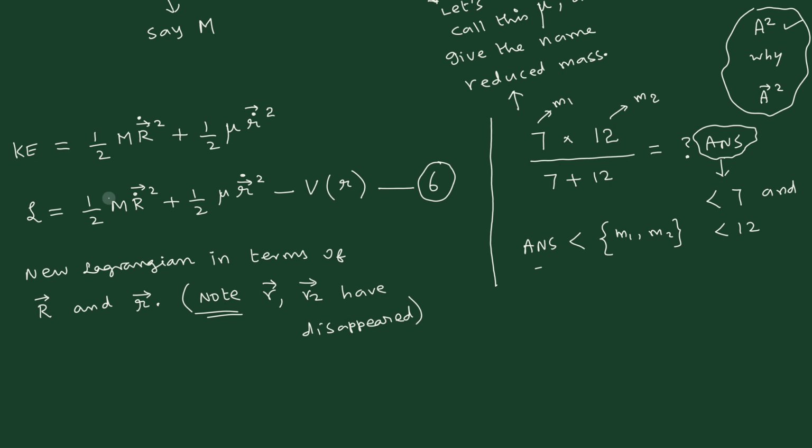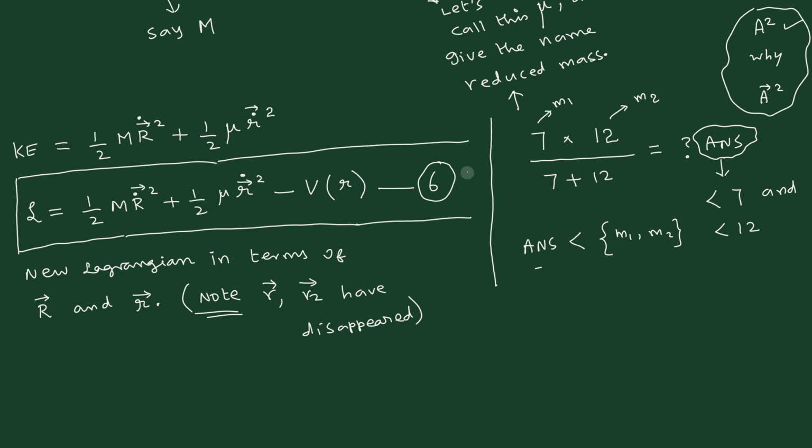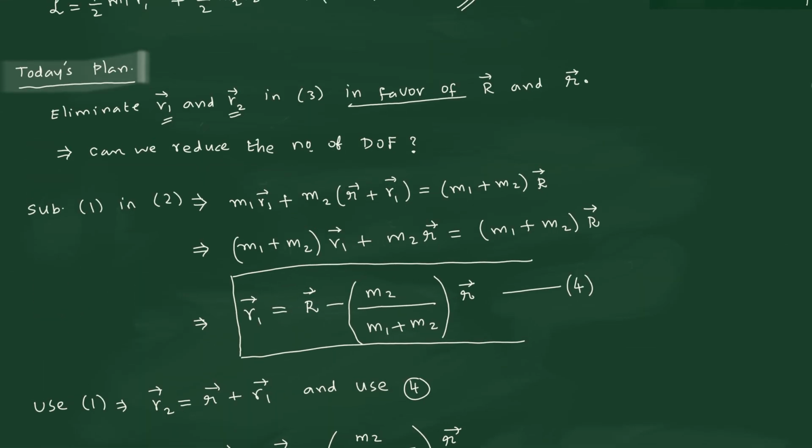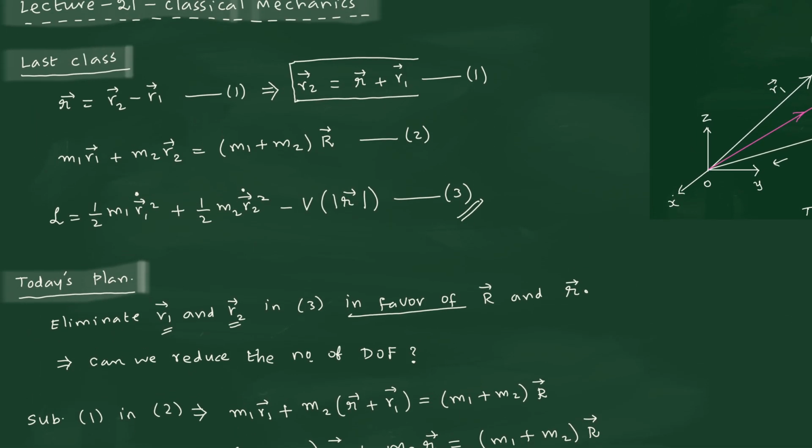That's all about it. Finally, we have a new Lagrangian given by equation number 6. Let me put a box here because that is one of the main conclusions we have. So equation number 6 is your new Lagrangian. But what is your original Lagrangian from the last class? We started with the Lagrangian given by equation number 3, so this is the one that you should remember.